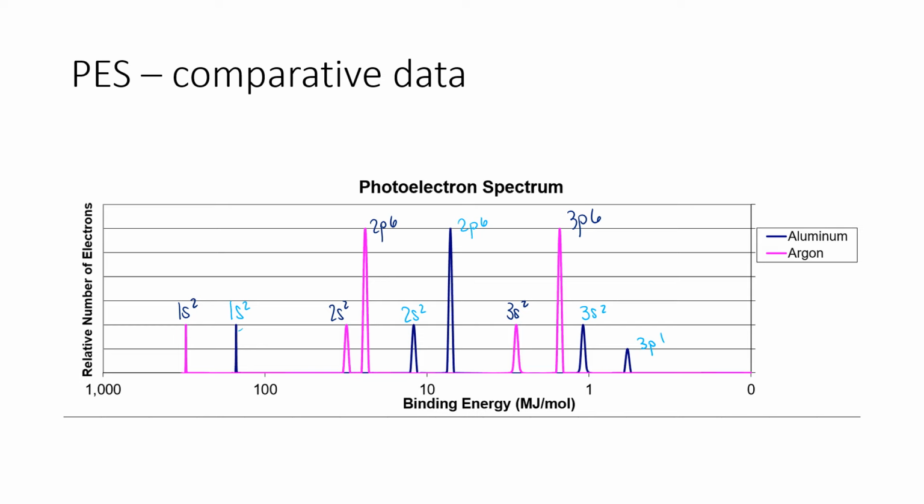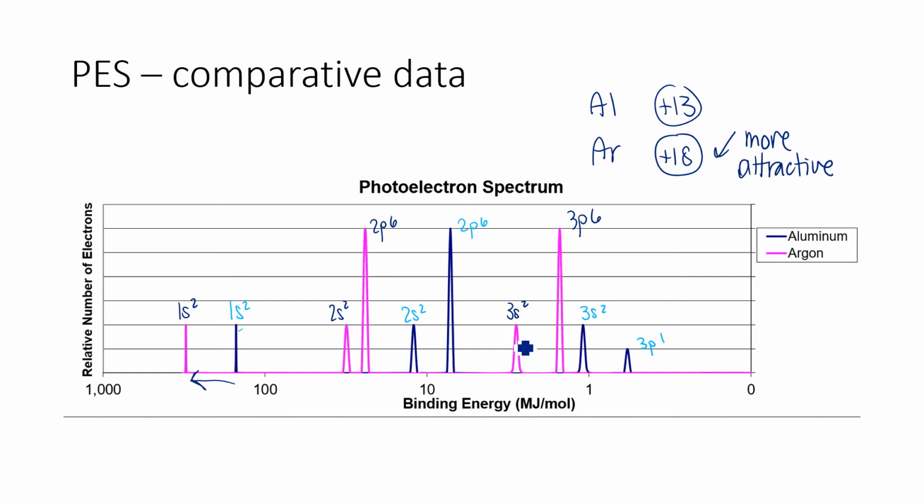A couple of differences that you want to notice: argon's 3p peak is a lot taller because it's got 6 electrons in the 3p as opposed to 1. And also notice that they're all shifted to the left. So argon's peaks are all to the left of aluminum's. And that's because aluminum, if you look at its nucleus, has 13 protons, whereas argon has 18 protons in its nucleus. So argon's nucleus is more attractive. So it is going to be harder to remove electrons from argon than aluminum. So you'll notice all of its peaks are going to be further to the left. So that's another way in which we can use this photoelectron spectra data, is to compare different atoms.